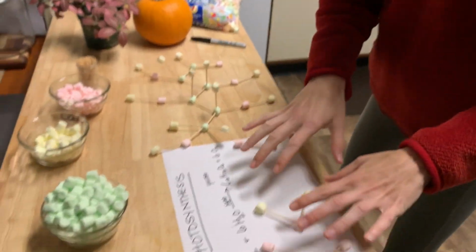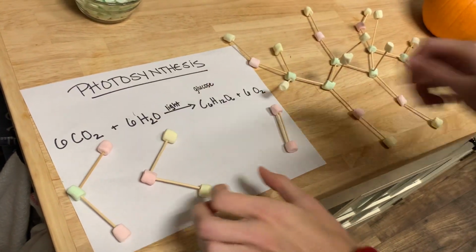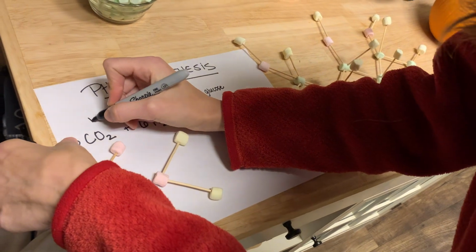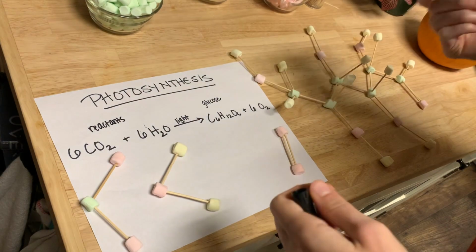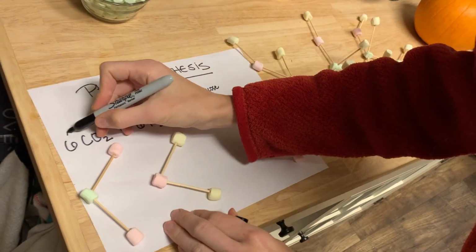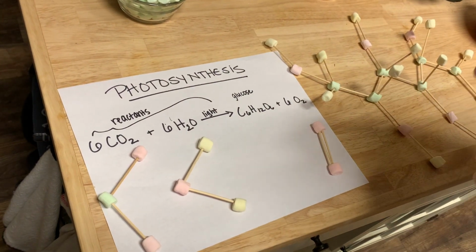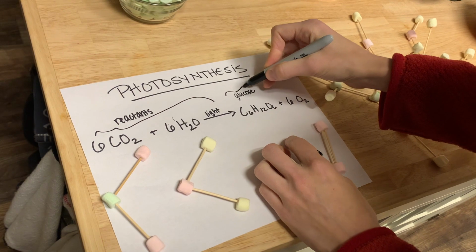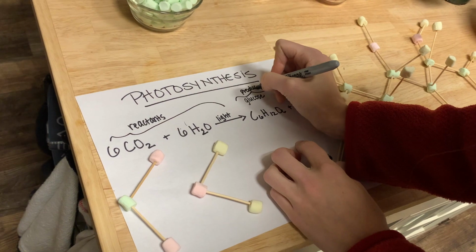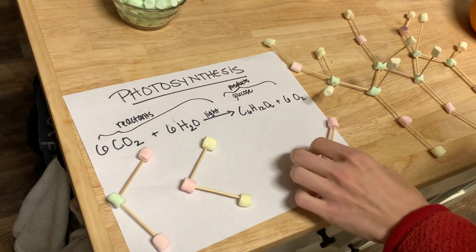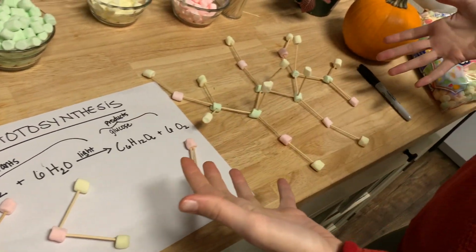But so here's my photosynthesis equation. I've got carbon dioxide and water as my ingredients or reactants. These are the things I need for photosynthesis. I also need light, so I'm gonna make it include that too. And then these here, glucose and oxygen, are my products. So I've got my double bonded oxygen gas molecule and my mega glucose molecule.